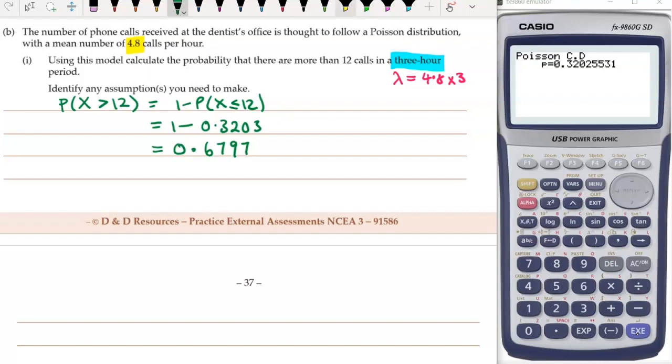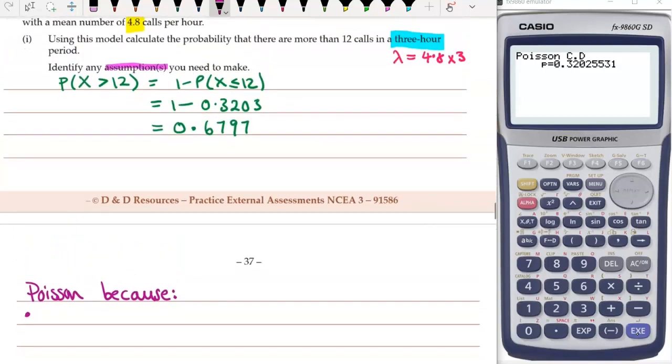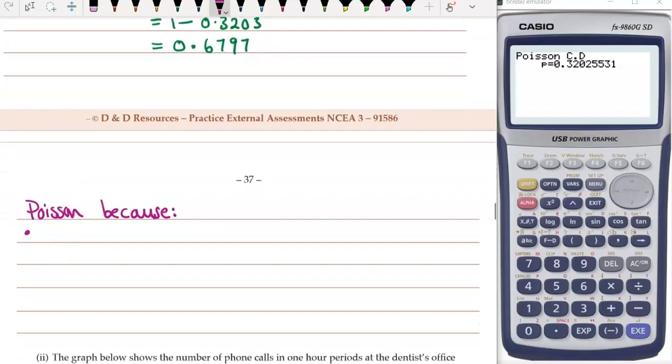Then we have to identify any assumptions that we needed to make to do this. So justifying our use of Poisson distribution. Okay, so I'll do that down here. So Poisson, because, and we run through our RIPS acronym. So the events occur randomly and independently. So those phone calls come in at random during that time and they're independent of each other.